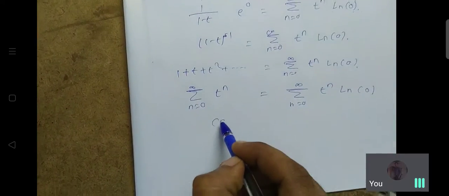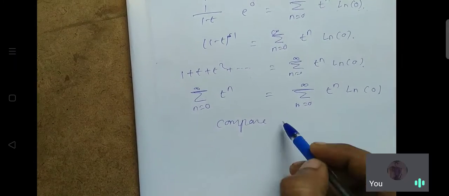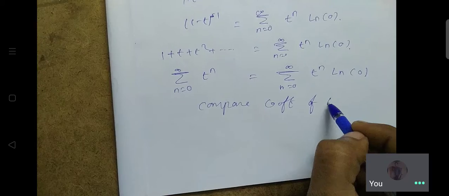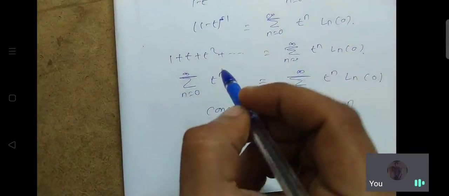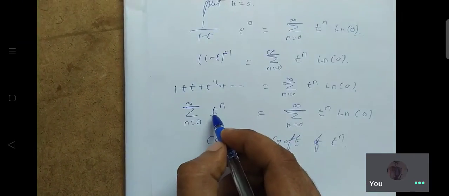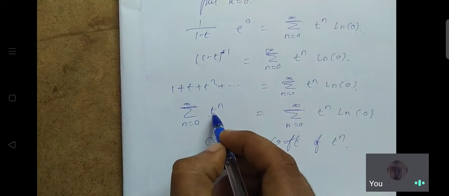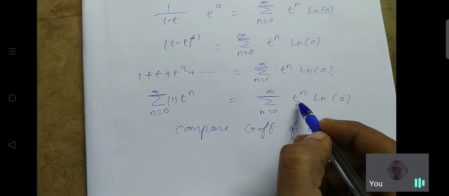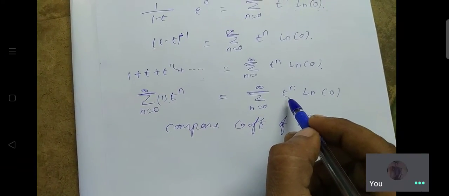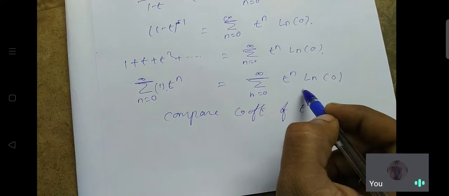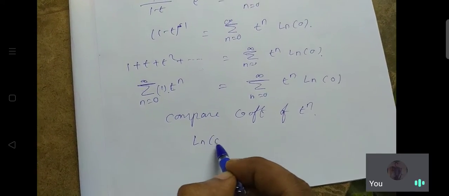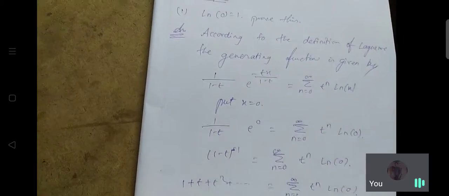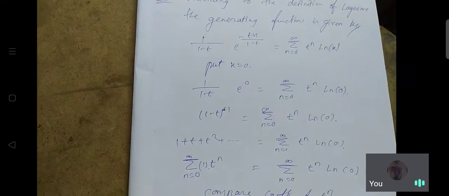So now compare the coefficients of t power n. On the left hand side, the coefficient of t power n is 1. On the right hand side, the coefficient of t power n is Ln of 0. Therefore Ln of 0 is equal to 1. Okay, so we have proved that Ln of 0 is equal to 1.